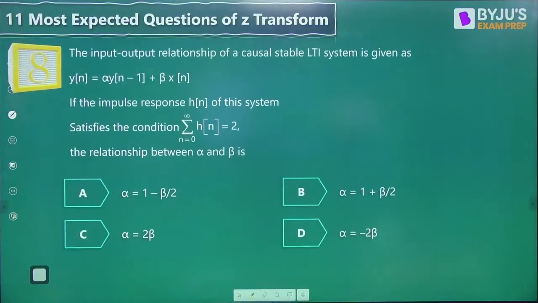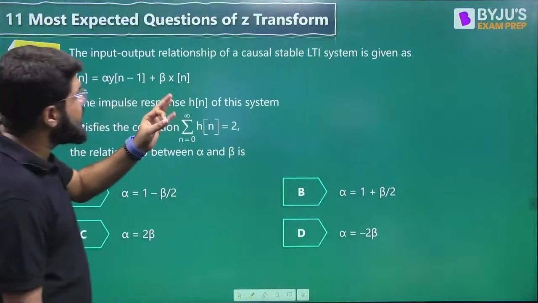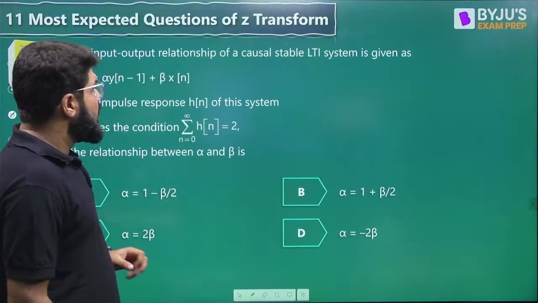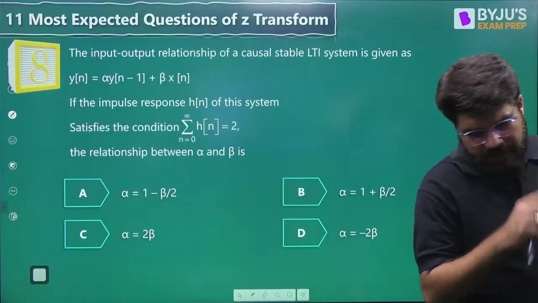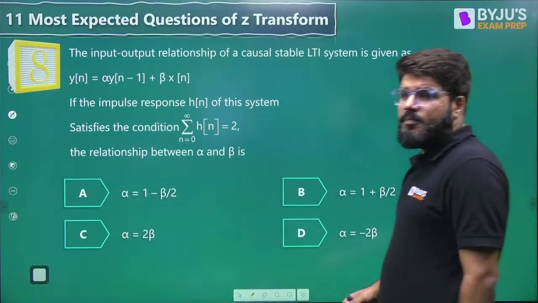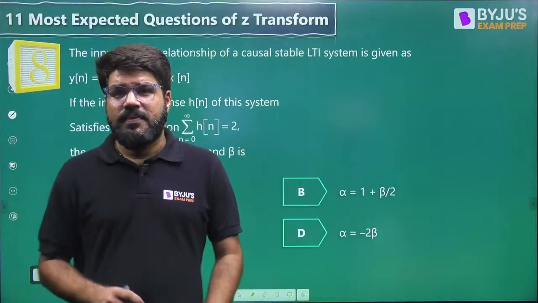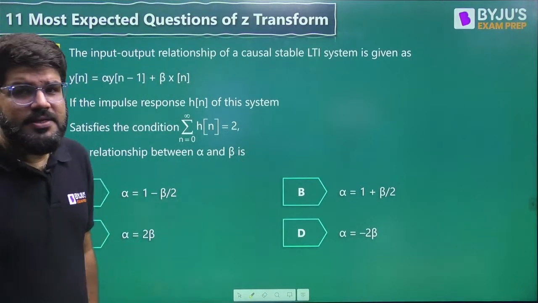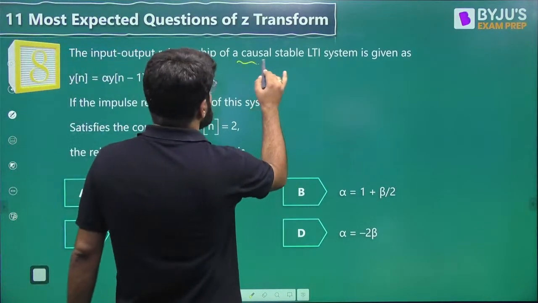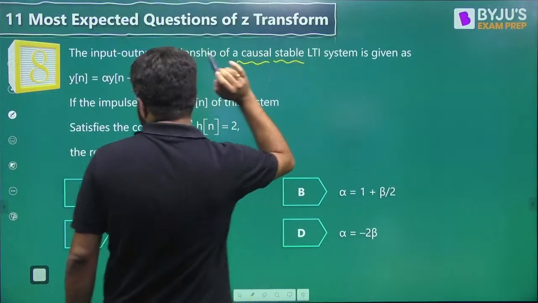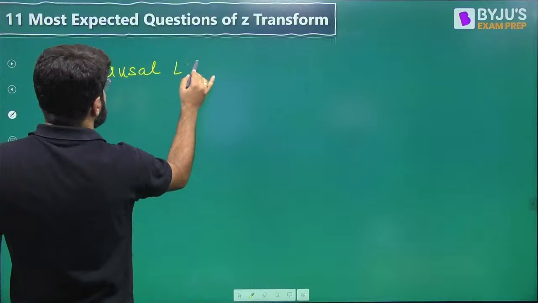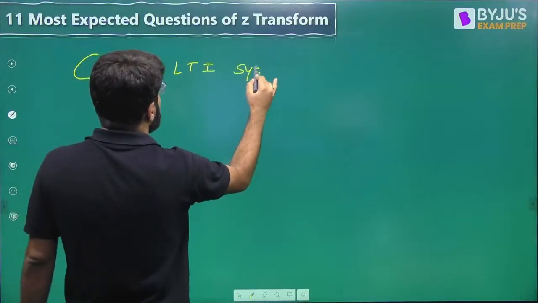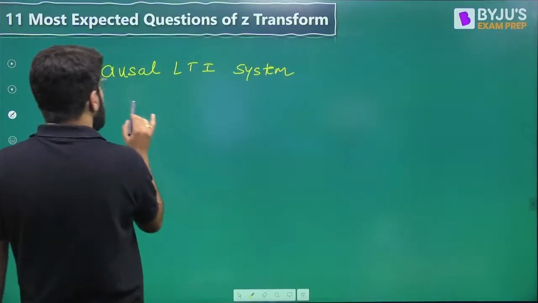Moving ahead to question number 8, the input-output relationship of a causal stable LTI system is given to you. Now, something important to learn here. Some important points to recall for an LTI system, causal and stable. Let me take them individually. If I give you a causal LTI system, quick points to review here.